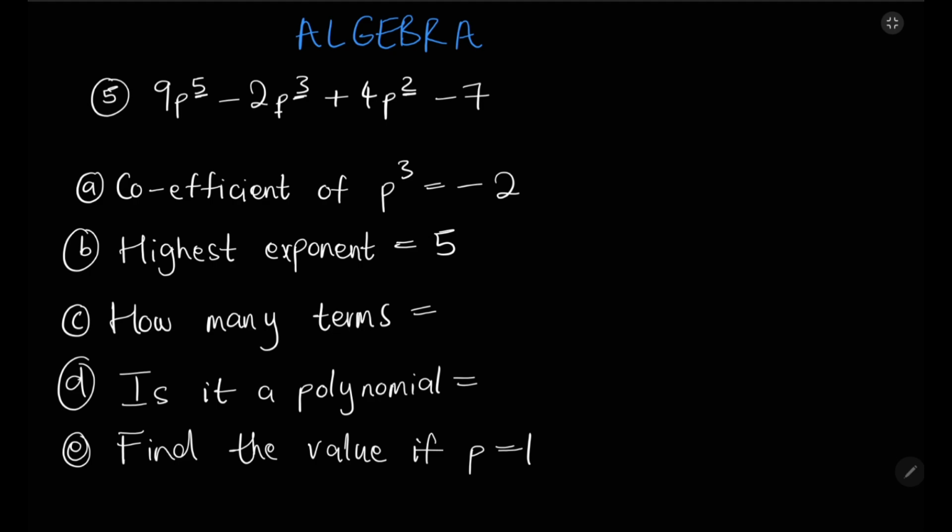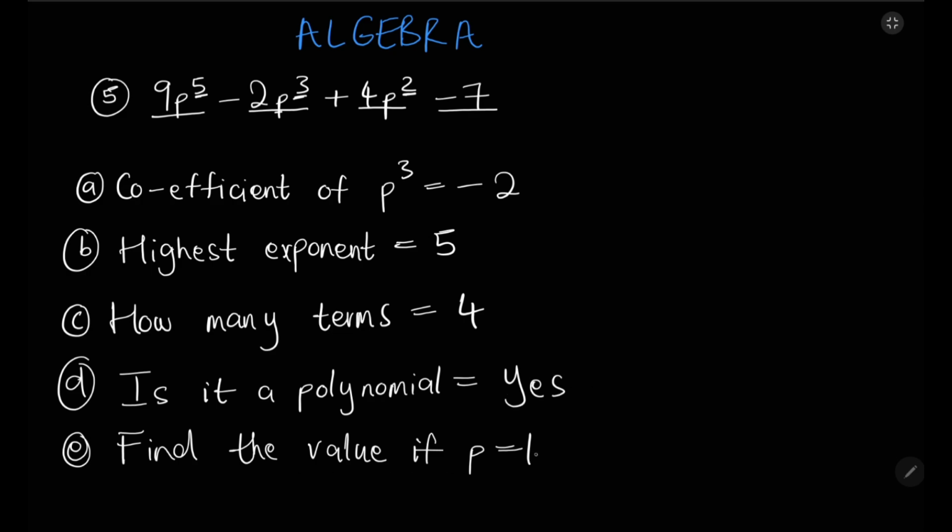How many terms? 1, 2, 3, 4 terms. Is it a polynomial? Let's check. We have 9p to the power 5 minus 2p to the power 3 plus 4p to the power 2 minus 7. Yes, it is a polynomial.